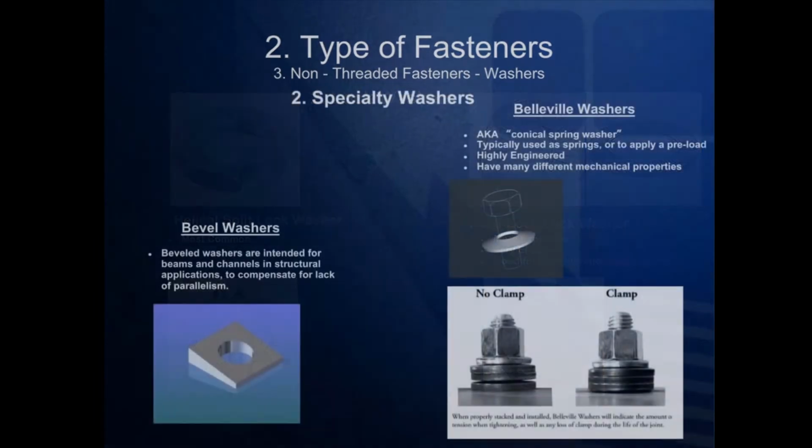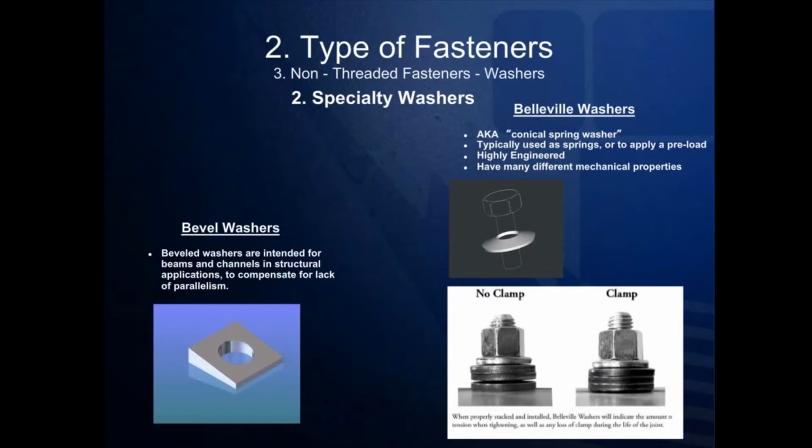The next two types of washers are commonly confused by beginners. This is probably because they both begin with B and sound similar. However, they are very different. Bevel washers are commonly used in structural applications, primarily to compensate for the lack of parallelism when a fastener is being tightened together. However, Belleville washers are also known as conical spring washers and are highly engineered washers. These actually act like springs and apply a preloaded force to a bolted joint.